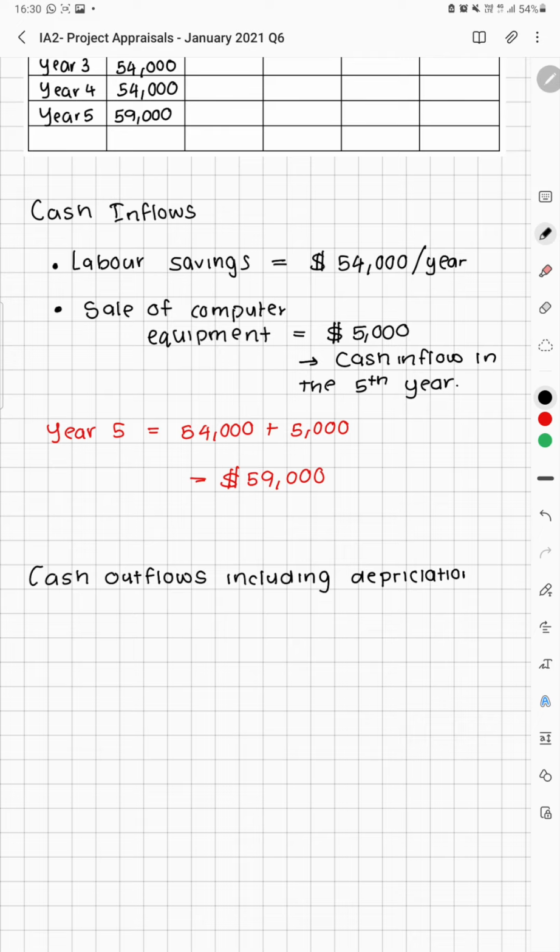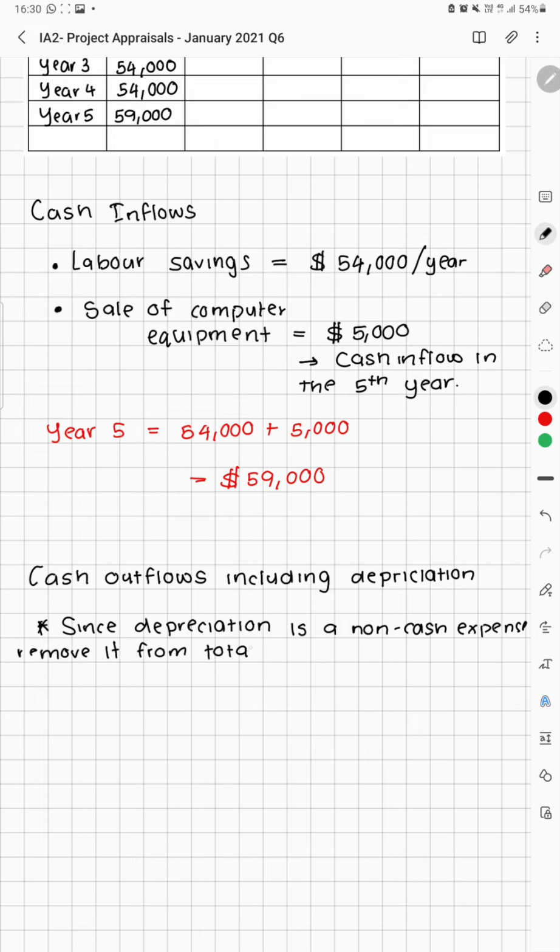So remember, since depreciation is a non-cash expense, it should be removed from our total cost. Since depreciation is a non-cash expense, remove it from our total cost to get cash outflows.